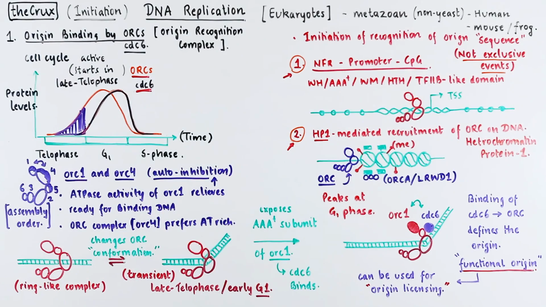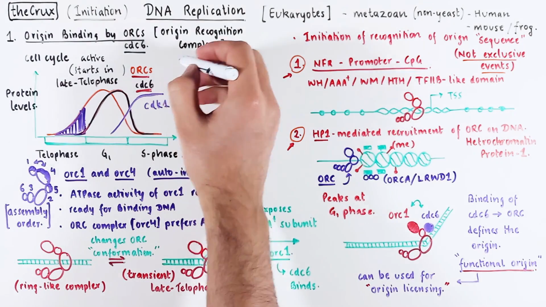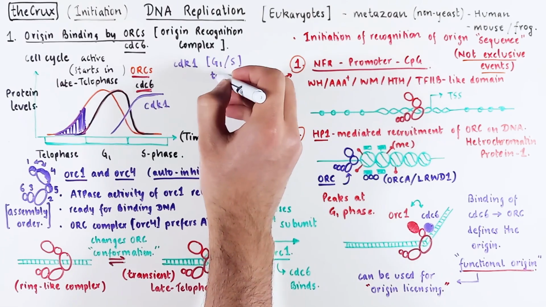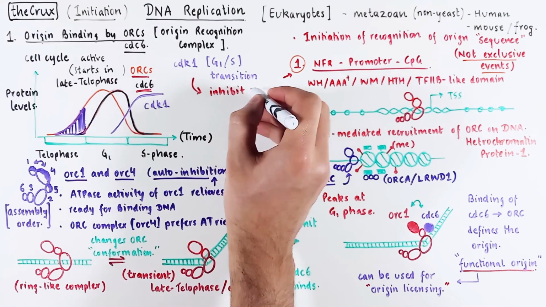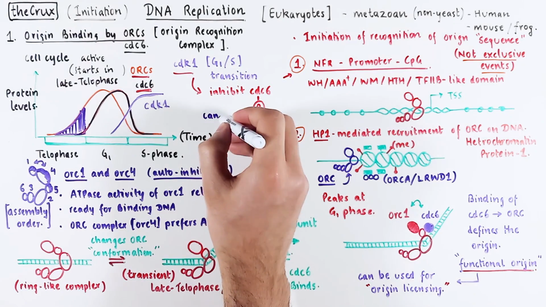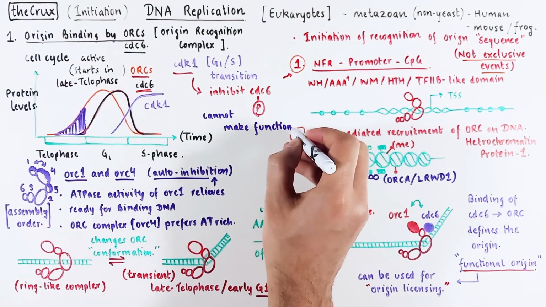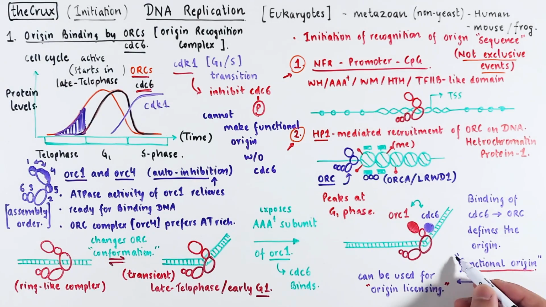This functional origin definition peaks in the G1 phase when the ORCs and the cdc6 are expressed at the highest level. Now, as the G1 phase continues, somewhere in the late G1 phase, a new protein complex called CDK1, which is a checkpoint regulator for G1 and S phase transition, starts being expressed. And CDK1 inhibits cdc6 by phosphorylating it. And you cannot make functional origins if cdc6 is not available. And this is the reason why functional origins can only be defined in the G1 phase and not beyond that. In the next video, we will see how functional origins are licensed for replication.